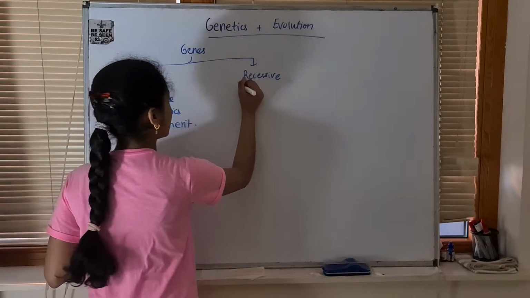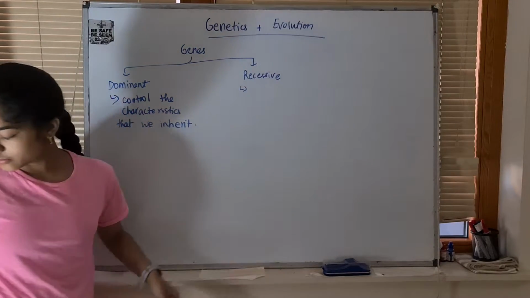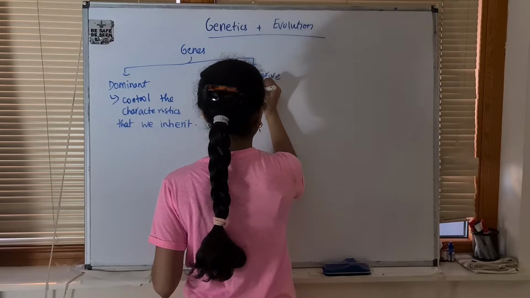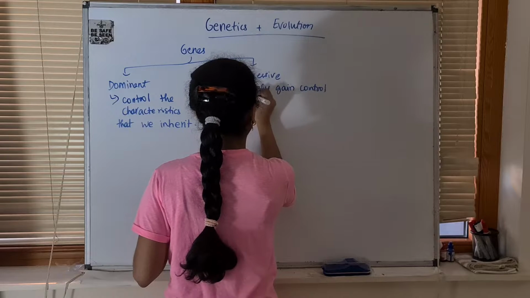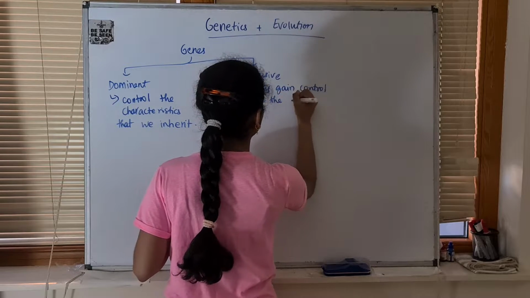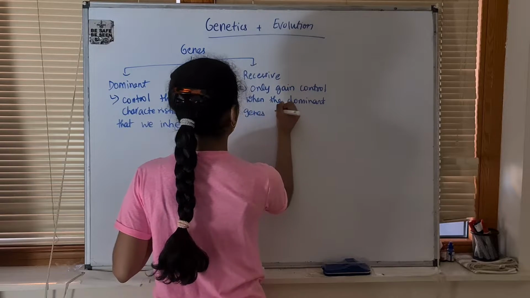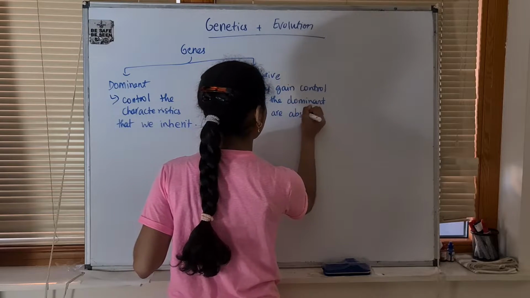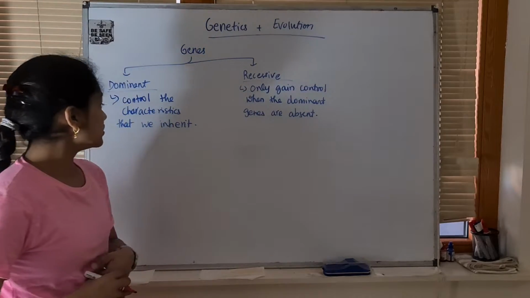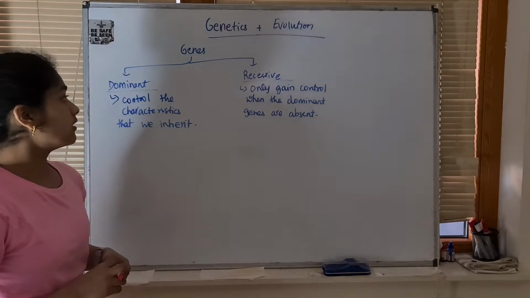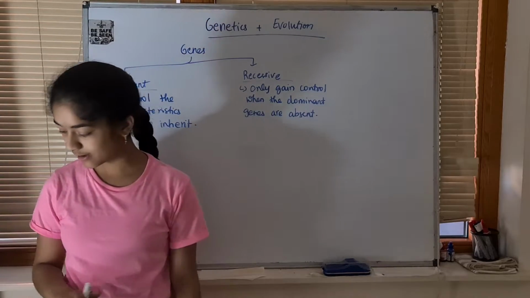Recessive genes, on the other hand, only gain control when the dominant genes are absent. So dominant and recessive: dominant genes control the characteristics that we inherit, and recessive genes only gain control when dominant genes are absent.